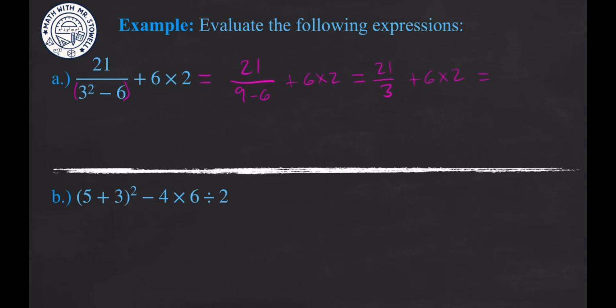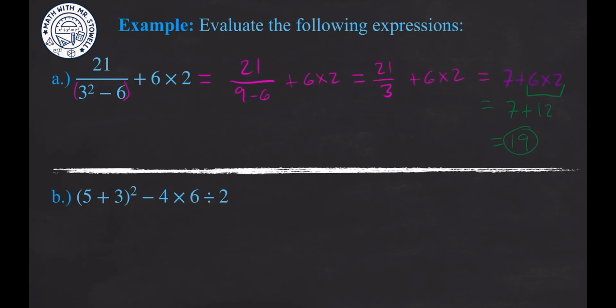So we have a division, 21 divided by 3, which gives us 7. So we have 7 plus 6 times 2. Remember, we had to do all the multiplications and divisions before we do any additions and subtractions. So we need to do that 6 times 2. So this is 7 plus 12, which gives us 19. So evaluating this nasty expression, we get this nice number of 19.